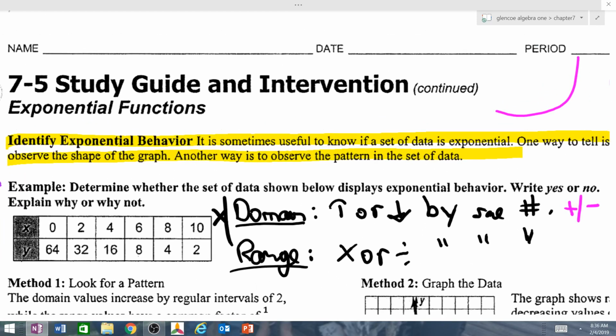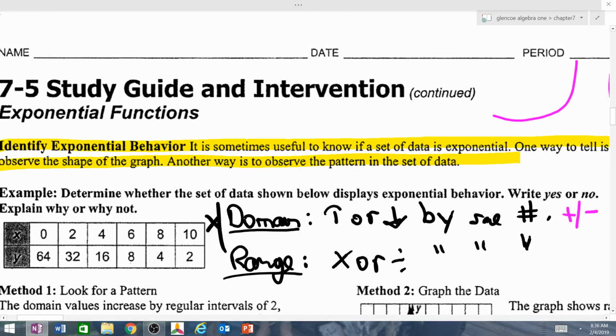Does that make sense? And then the y, or the range values, you are either going to multiply or divide by the same number. So it's not the same thing for both. The x's are being added or subtracted, the y's are being multiplied or divided. Okay? So the x's could be adding by 1, the y's could be multiplied or divided by 2 or by 3, or are you catching on? But there has to be a consistency.